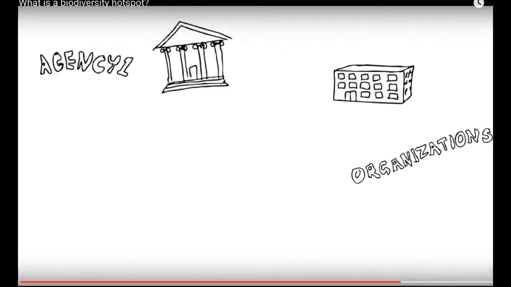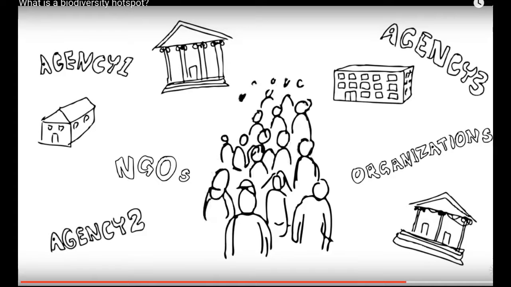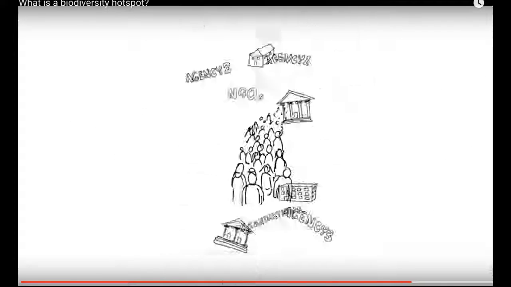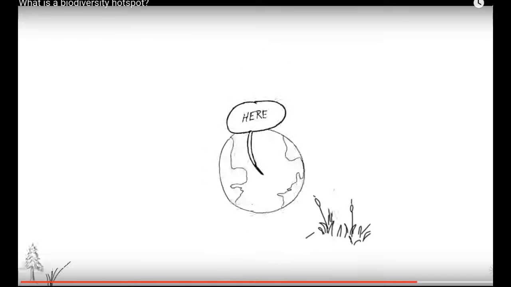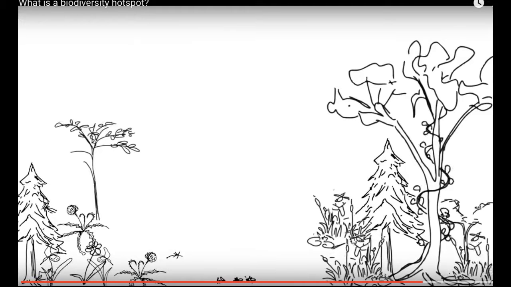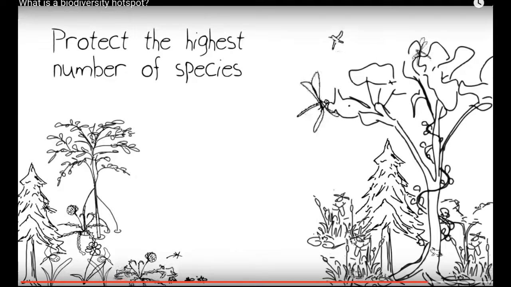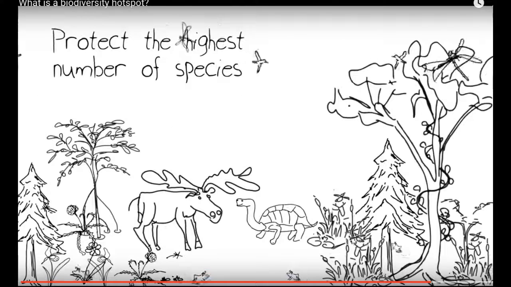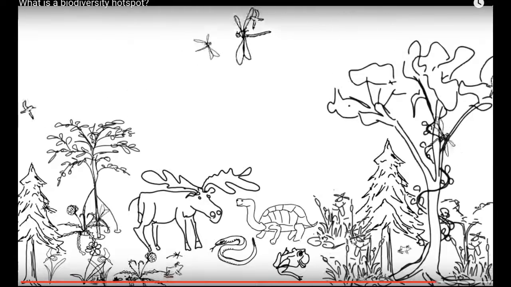And lots of conservation organizations, government agencies, and even concerned people like all of us can use these hotspots to better help direct the resources to the places that require our greatest attention. Above all, we need to remember one overriding principle: that we focus on protecting the highest number of species that we can, especially the ones that are most threatened. That's what this hotspot concept is trying to get to.